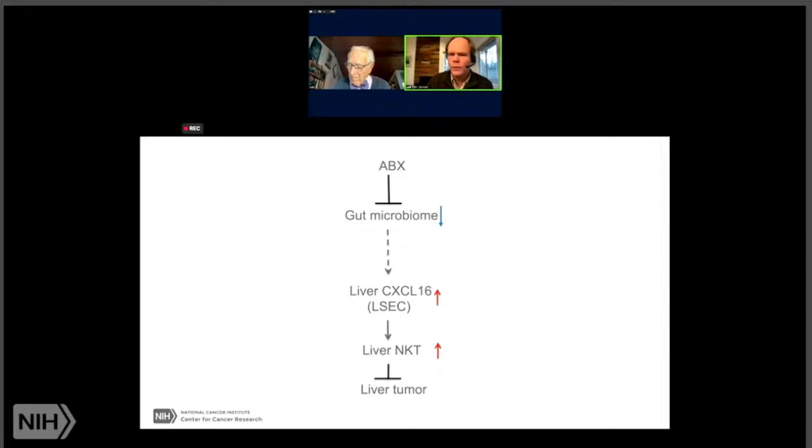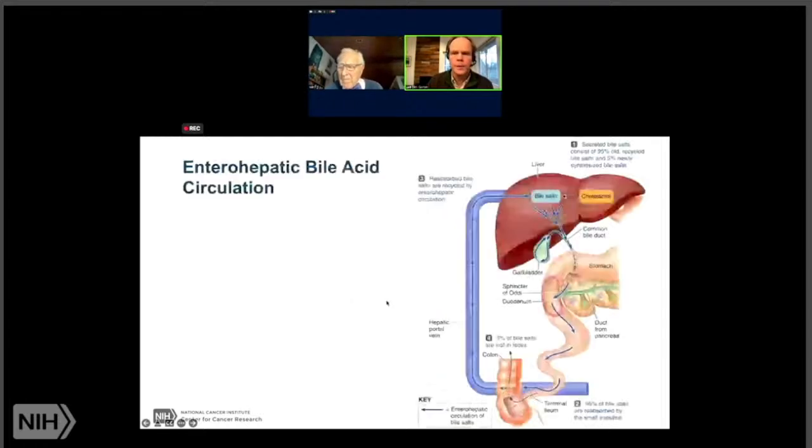But the question really is, and remains, how can the gut microbiome control chemokine expression in the liver, more specifically in the liver sinusoid endothelial cells? Well, it turned out that the bile acid metabolism plays a significant role here. So one of the important functions of the liver is to produce bile salts, which are basically released through the common bile duct into the small intestine and are responsible in part for digestion.